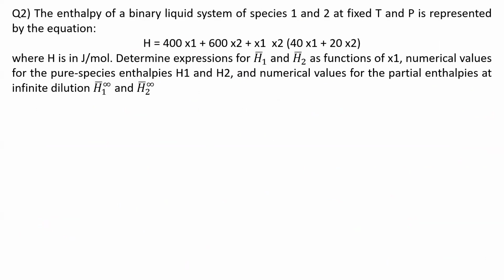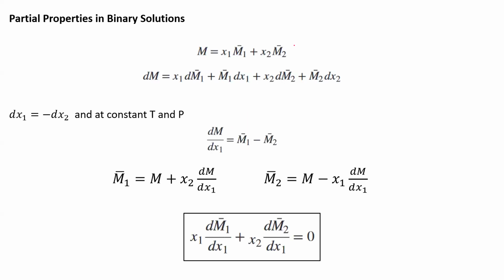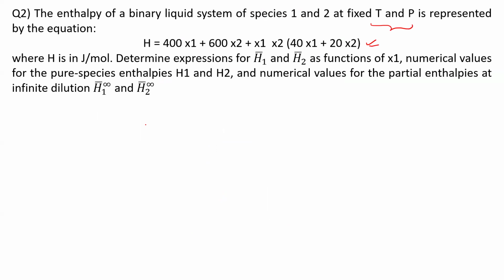Coming to the second question, the enthalpy of a binary liquid system of species 1 and 2 at fixed temperature and pressure is presented by the equation in terms of x1 and x2. So find expressions for h1 bar and h2 bar. We had this m1 bar and m2 bar, so here we have to find dM by dx1. First addressing the first question, determine the expressions for h1 bar and h2 bar.